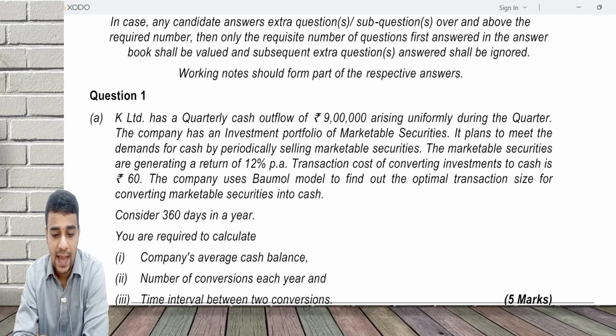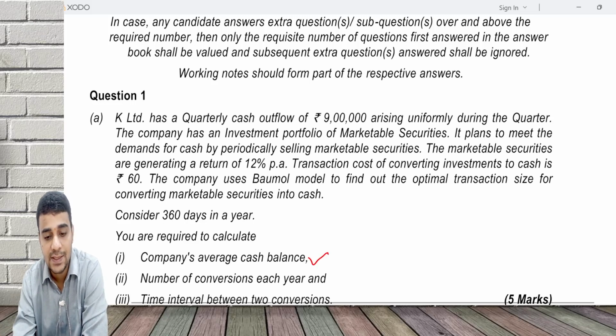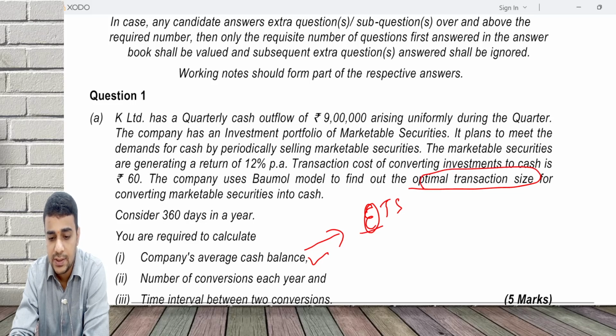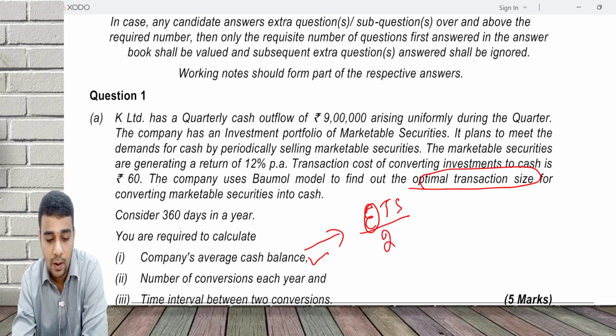First, they've asked average cash balance. Average cash balance is the average inventory formula. What is the average inventory formula? It is EOQ divided by 2 in cost accounting. So here you will write optimal transaction size divided by 2. Whatever is the optimal transaction size, you divide by 2, you will get the average cash balance, which is similar to average inventory.